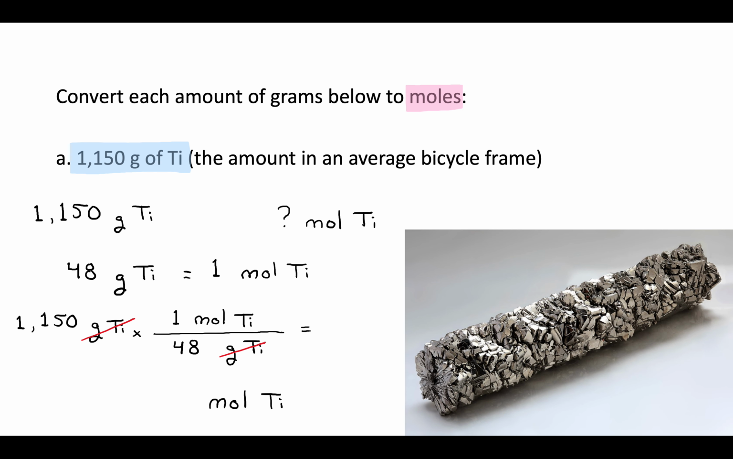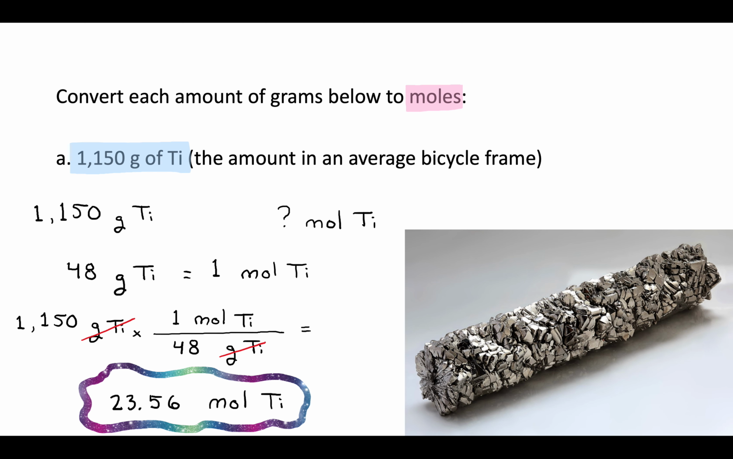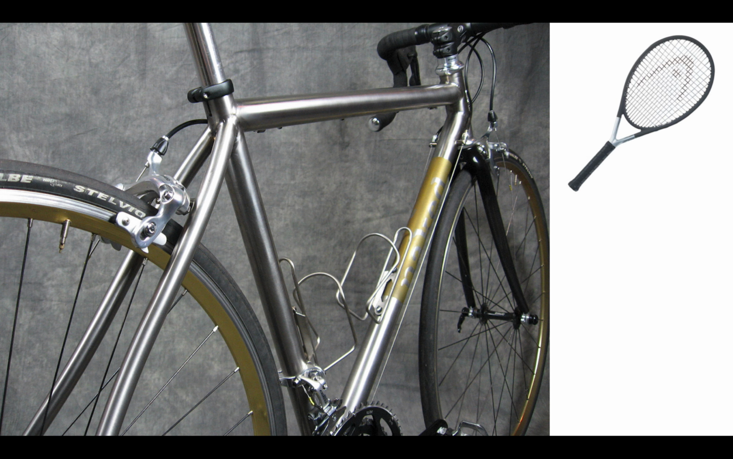The way you'd plug this in a calculator, you'd have 1,150 times 1, then hit enter, divided by 48, then hit enter. You should get something like 23.56 moles of titanium. So if you had 1,150 grams of titanium, you would also have 23.56 moles of titanium. That's about the number of moles of titanium in a bicycle frame.